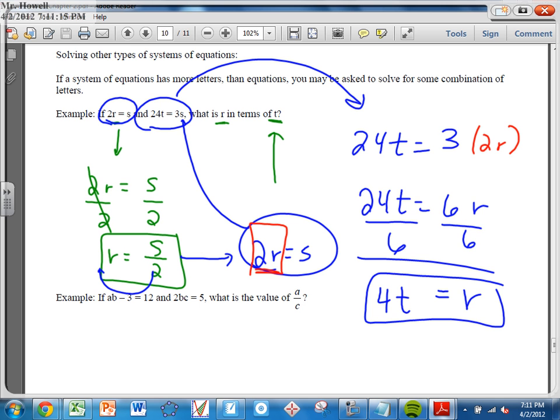Okay, again, r is equal to 4 times t. We have solved for r in terms of t, not in terms of s. Again, this is not our final answer. That was an intermediate step that didn't end up helping us.